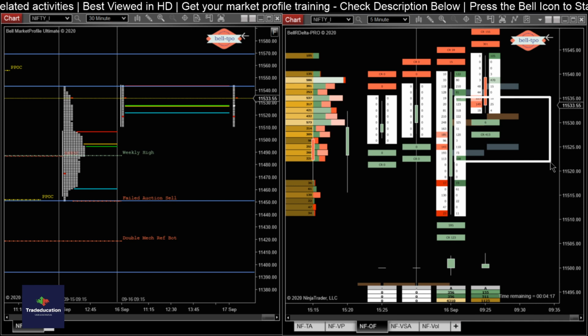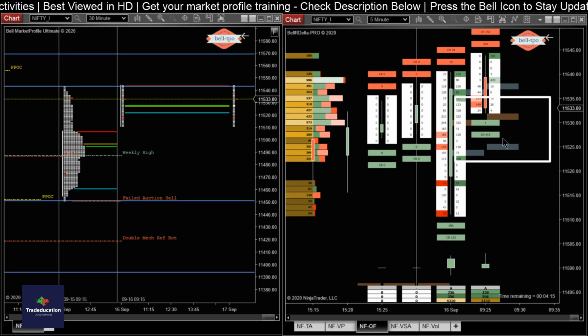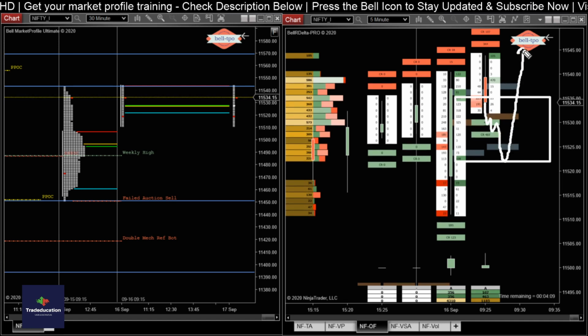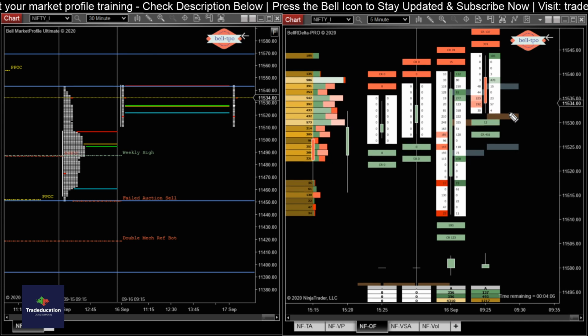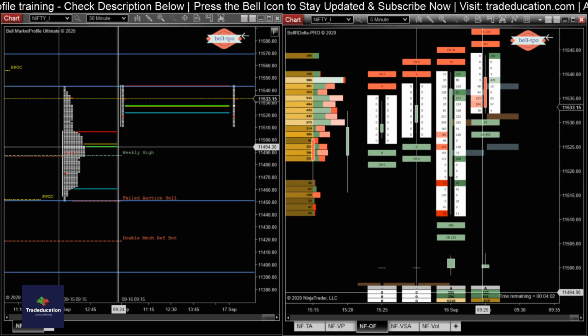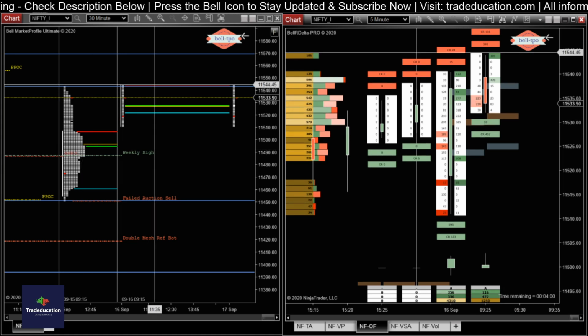Okay, so they will try to protect, and what they will do is we will be expecting the auction maybe to reach here, and then it will reverse and go higher. Okay, so the VWAP touch is done. It has just tagged the high.